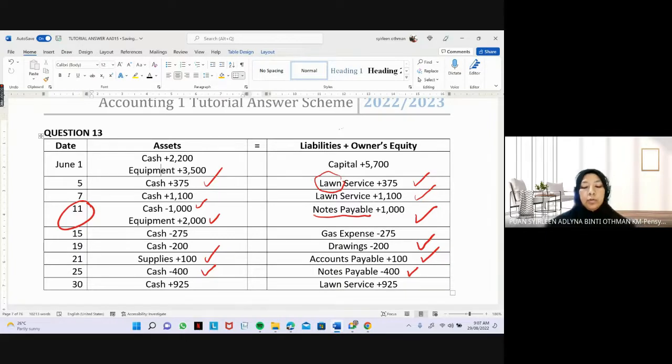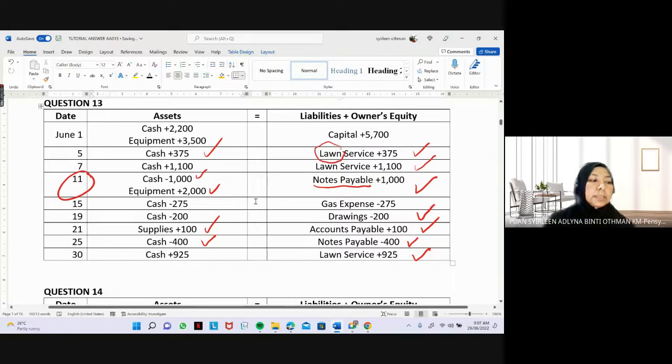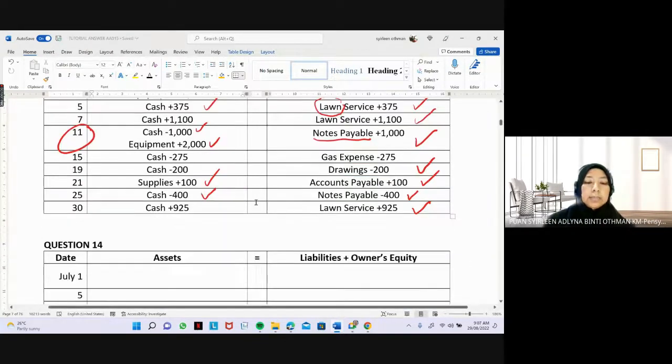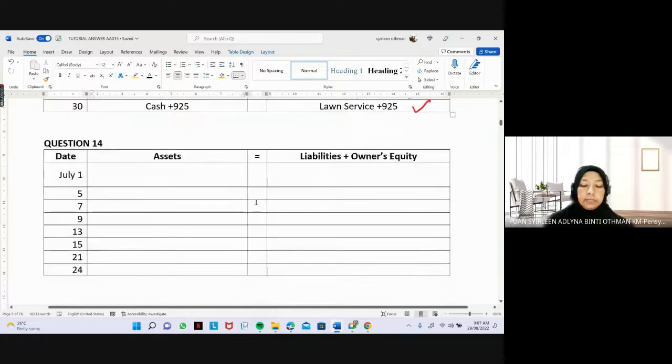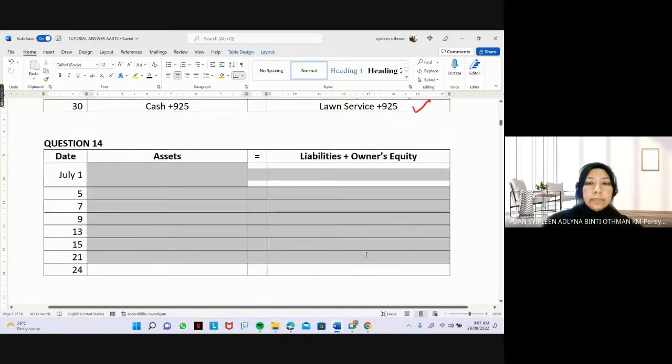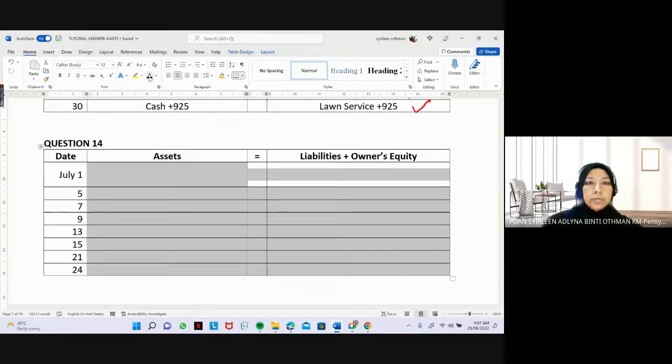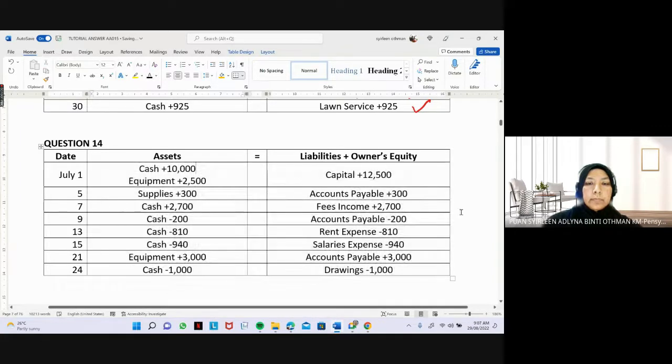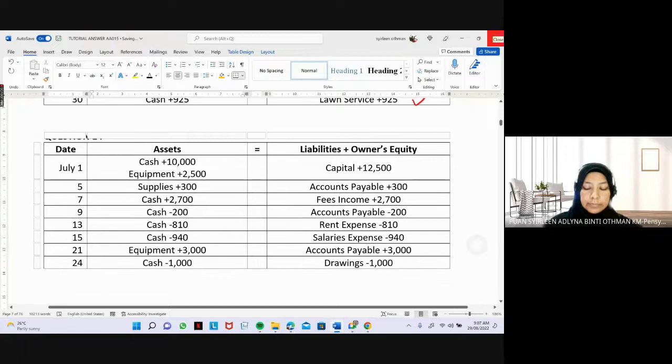Okay, dan 30, kita buat lawn service lagi sekali. So kita tambah 925 di revenue and tambah 925 di cash. Okay, alright, so that is for number 13. Okay, and then the last question is number 14. Okay, so I'm just going to show you the answers. Okay, so nombor 14, mulakan perniagaan.